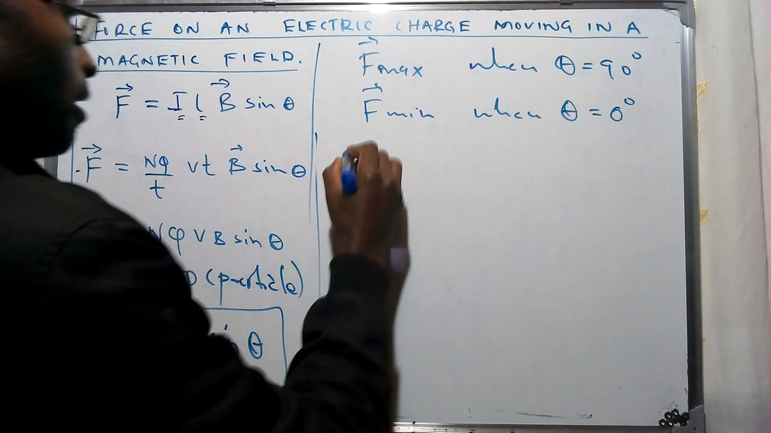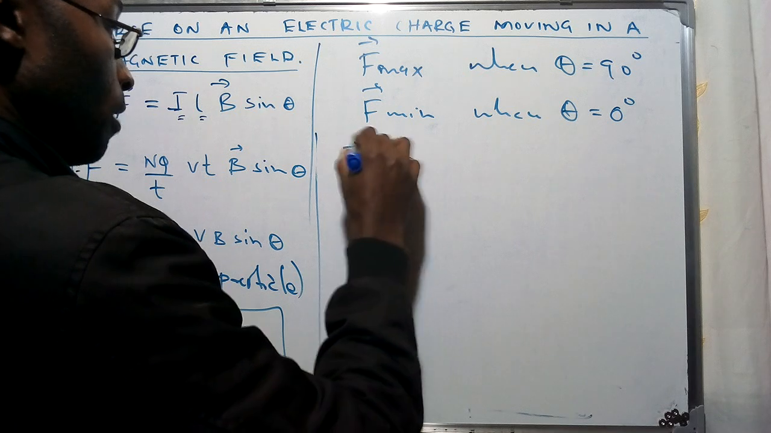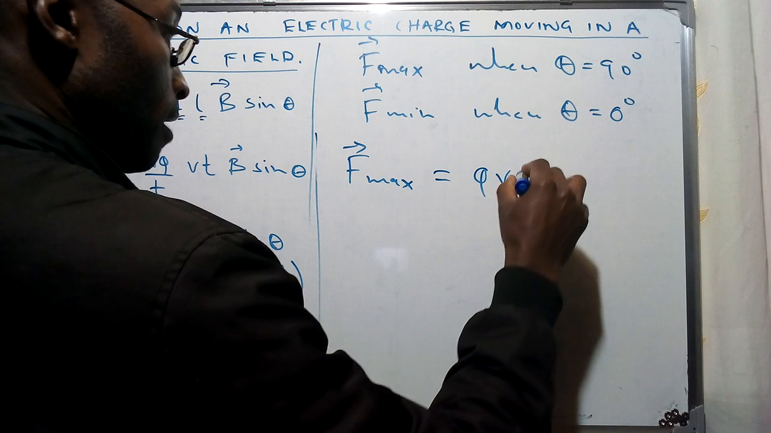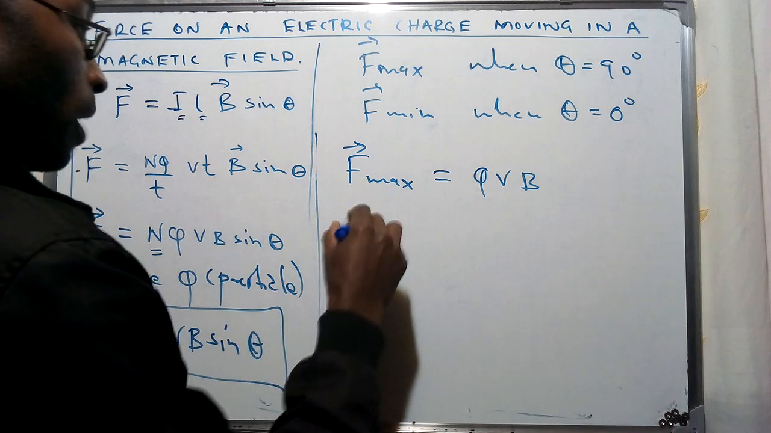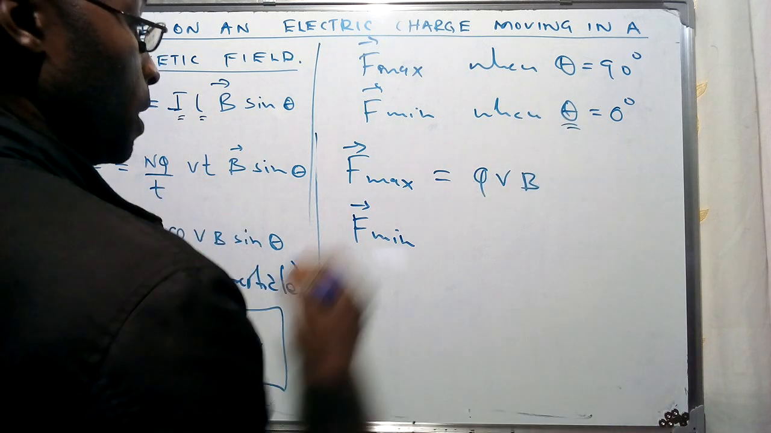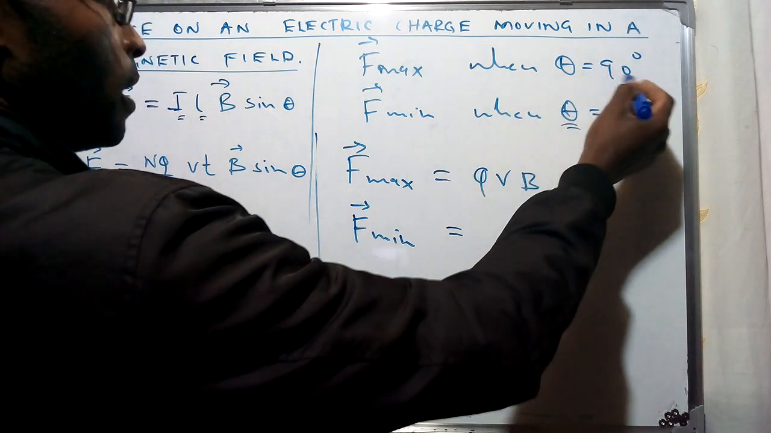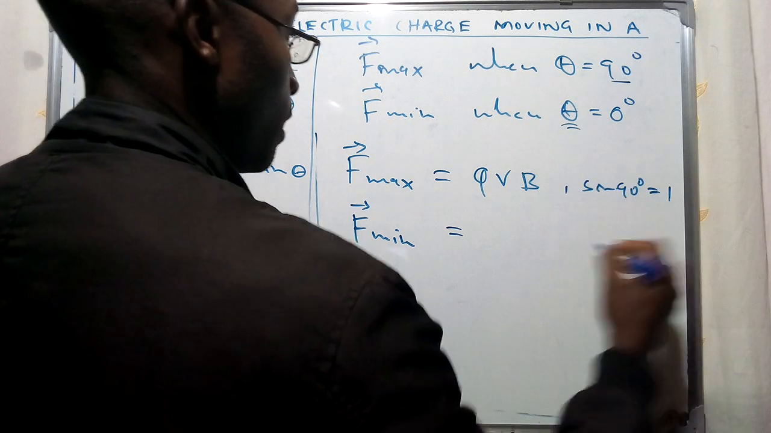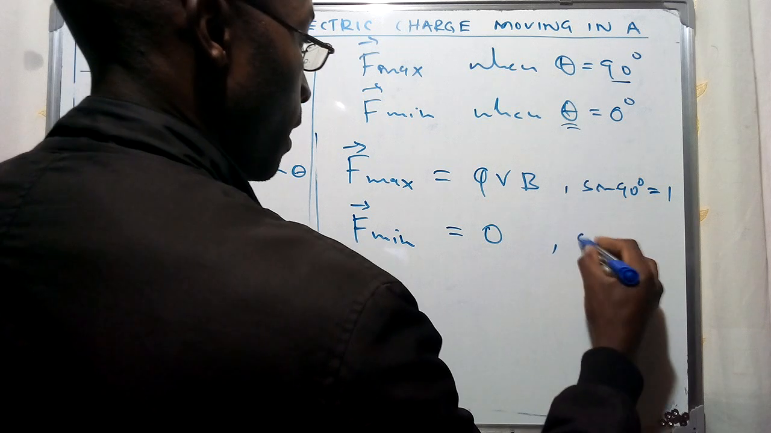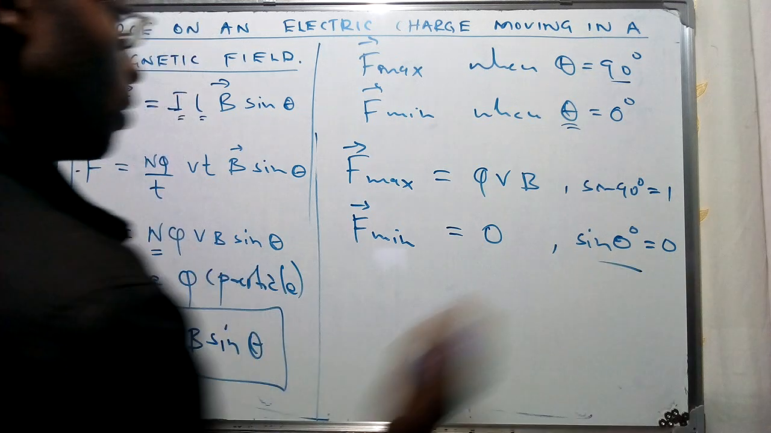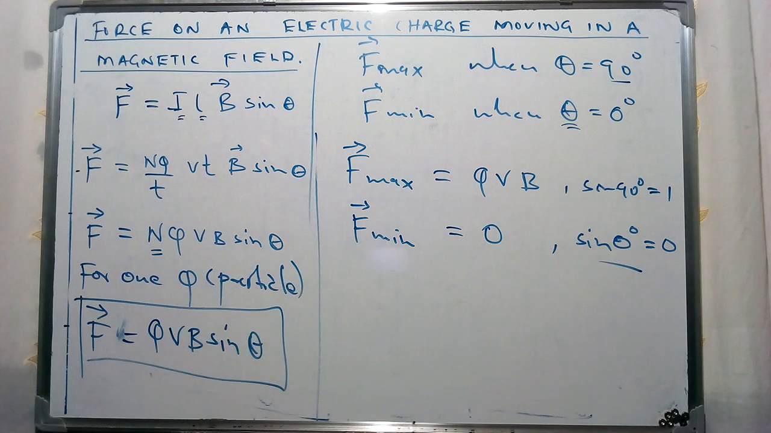Now, in this case, we can represent the maximum force experienced by these particles as a product of charge, velocity, and the magnetic field, whereby the minimum force, due to this aspect, the sine of 0, is going to be 0, where the sine of 90 degrees is equivalent to 1, and the sine of 0 degrees is equivalent to 0. So this defines the maximum and the minimum force being experienced by these particles.